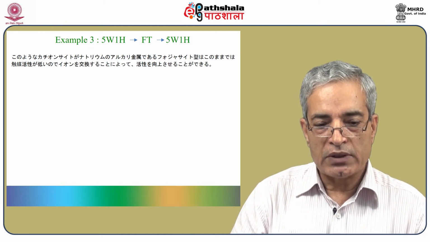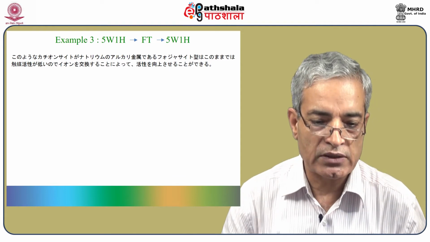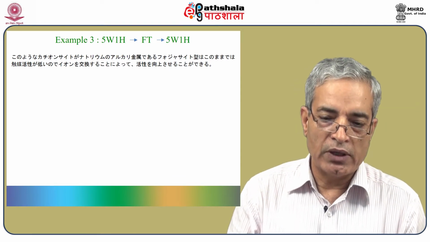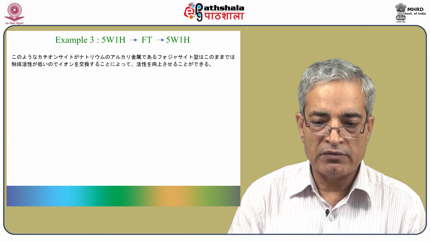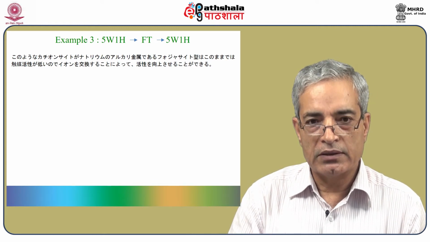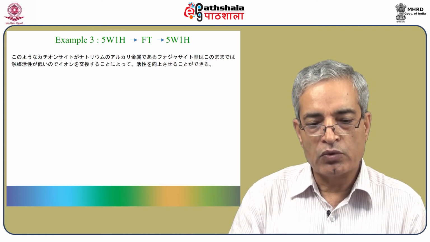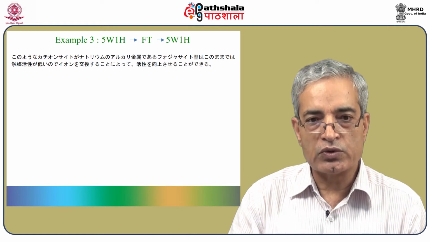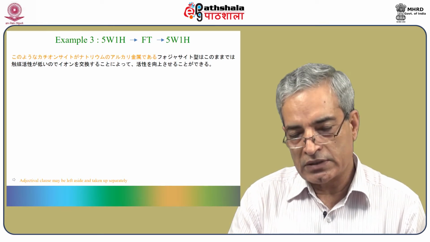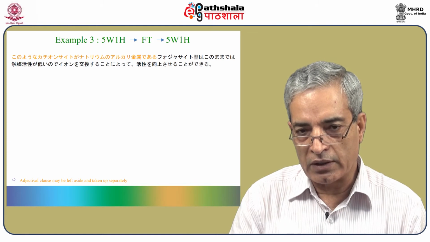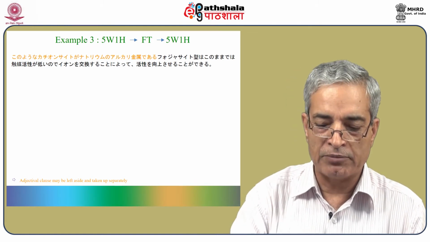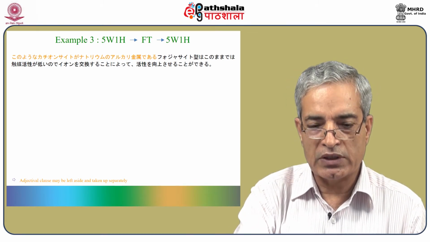The example used here is このようなカチオンサイトがナトリウムのアルカリ金属であるフォジャサイト型はこのままでは触媒活性が低いのでイオンを交換することによって活性を向上させることができる。 This is an example which we have taken up earlier also, so you are now familiar with this example. Let's see how it works.